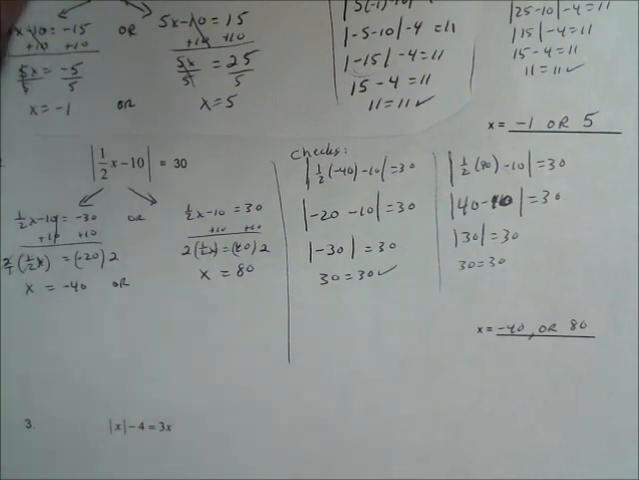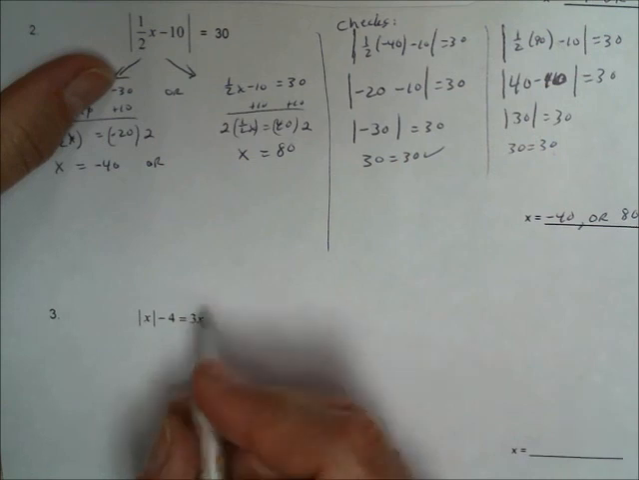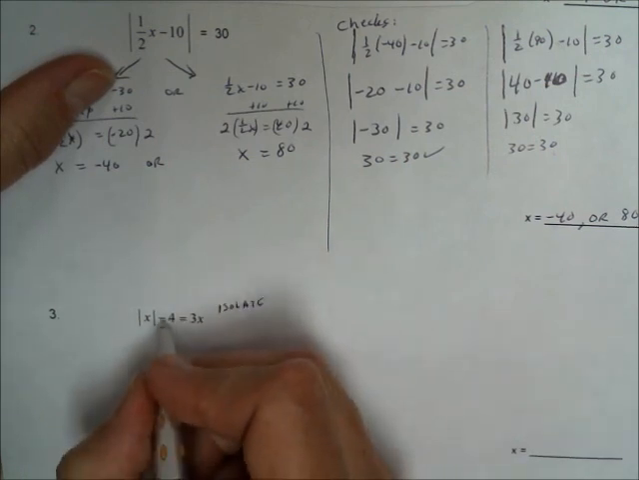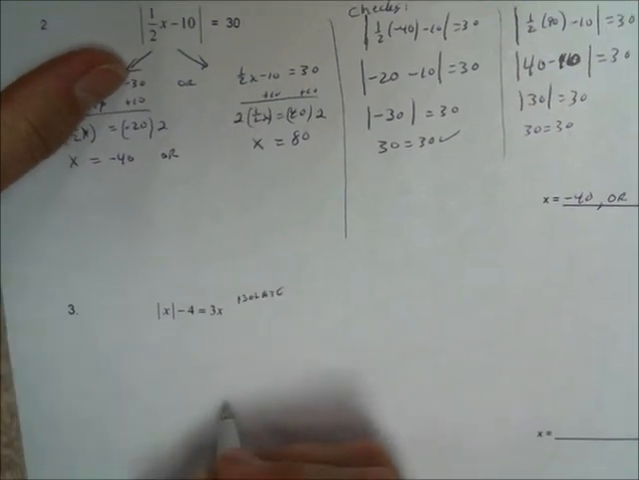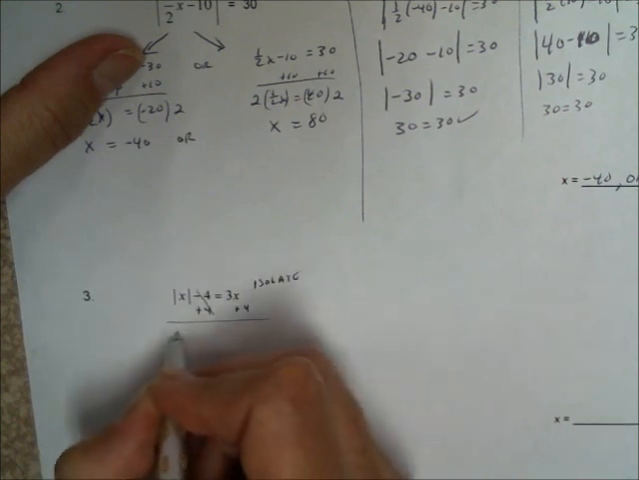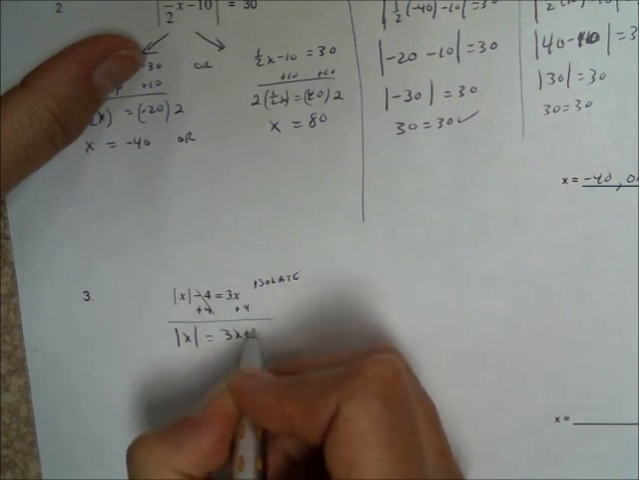And now this last example on the page, you do have to isolate the absolute value first because you've got this minus 4 over here along with this absolute value of x. So to isolate that, you're going to add 4 to both sides to get rid of that minus 4. So that gives you the absolute value of x is equal to 3x plus 4.